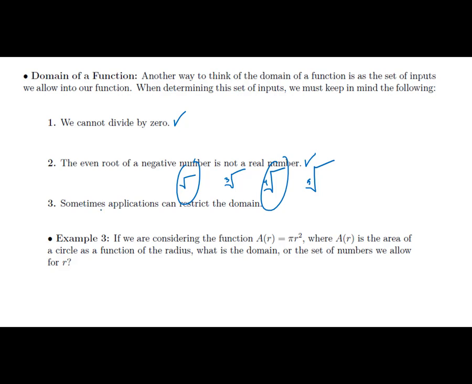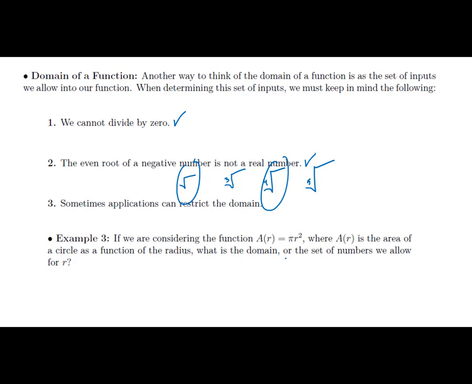And then lastly, sometimes applications can make your domain restricted. So here's a real simple example. Suppose that we're considering a function, A of r is equal to pi r squared. That should look familiar.